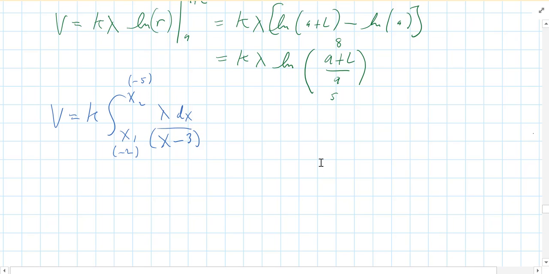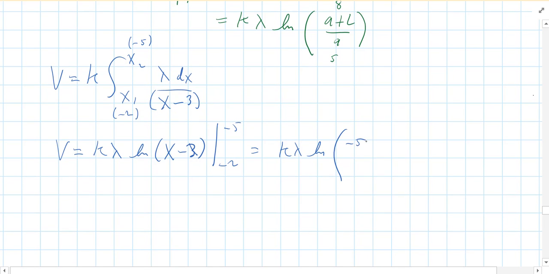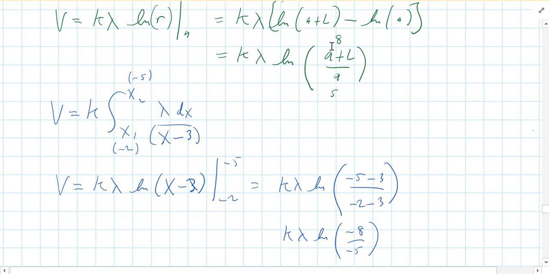Okay. So it's the same thing we're doing here. We're just doing it in terms of x instead of r. So you get your k lambda, and you're integrating dx over x minus 3, which is natural log of x minus 3, evaluated from -2 to -5, which would be k lambda natural log of (-5 minus 3) over (-2 minus 3), which would be k lambda natural log of -8 over -5, which is 8/5. So that would give you the same answer that the one in green here would give you.